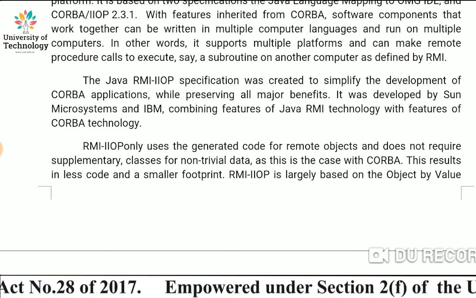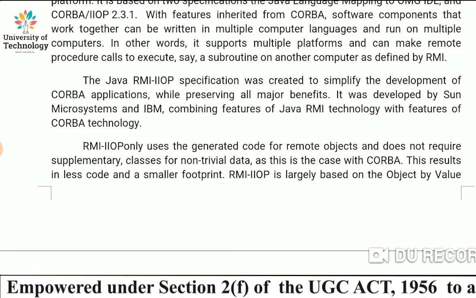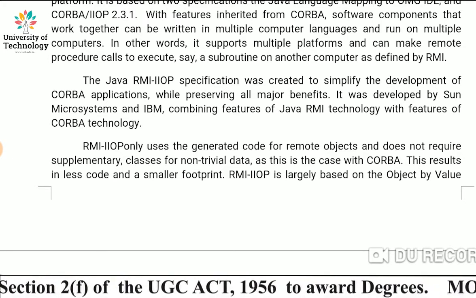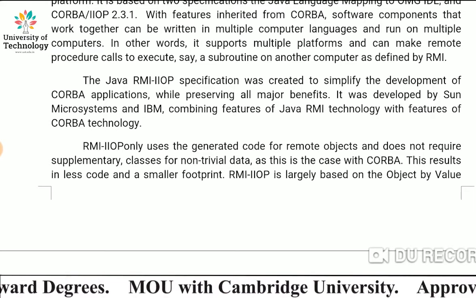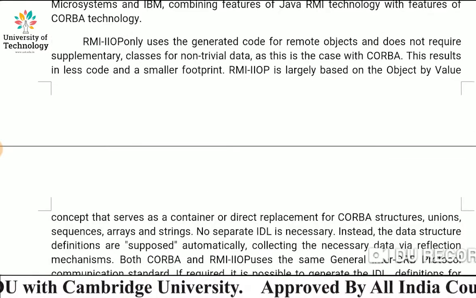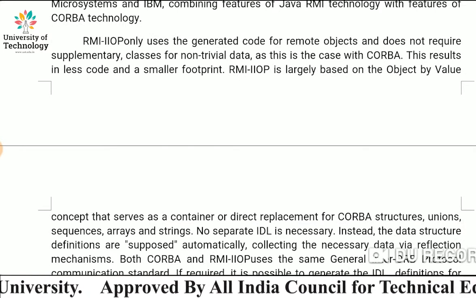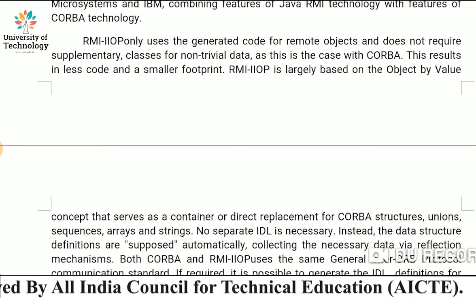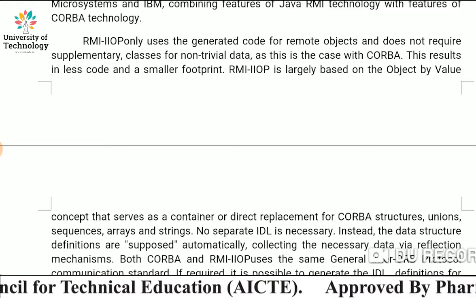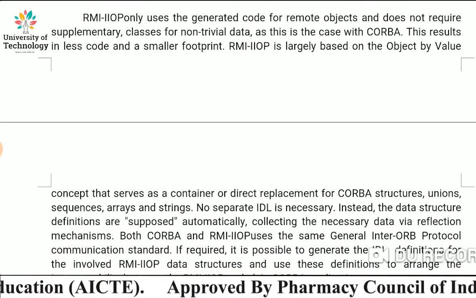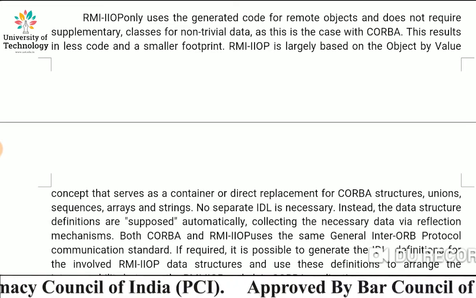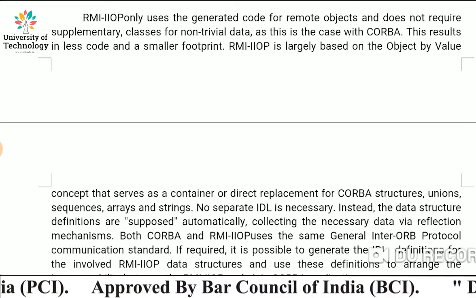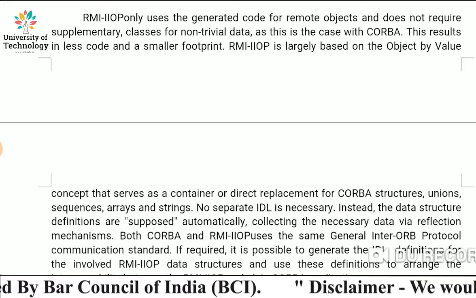RMI-IIOP is largely based on the object by value concept and serves as a container or direct replacement for Corba structures, unions, sequences, arrays, and strings. No separate IDL is necessary. Instead, the data structure definitions are supported automatically, collecting the necessary data via reflection mechanism.